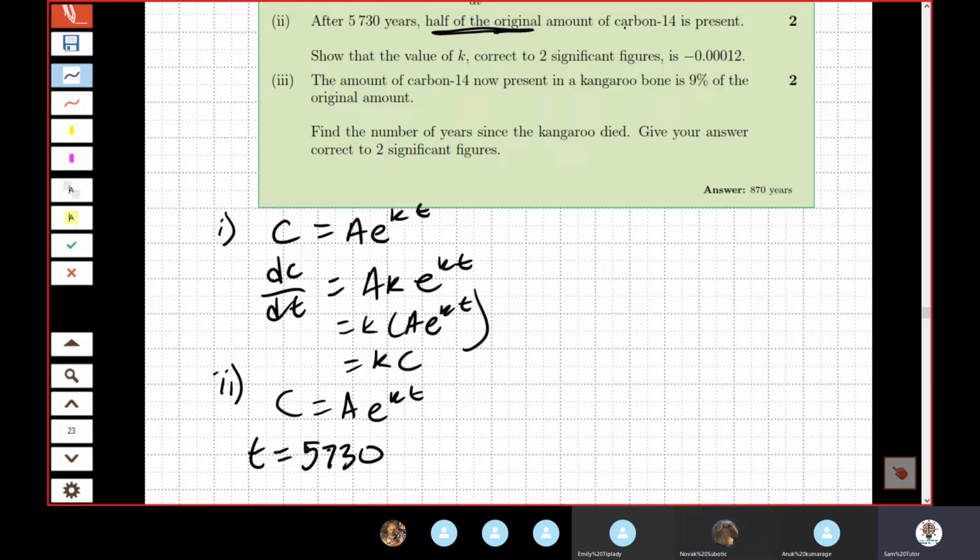Half of the original amount of carbon-14 is... okay. So what does C equal to? How much is left in your carbon-14? It's saying half of the original amount. And what letter would be the original amount? What letter would be the original amount?